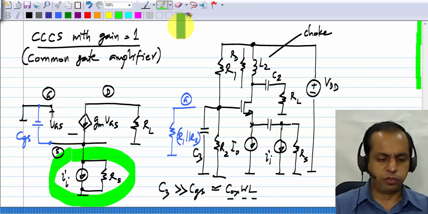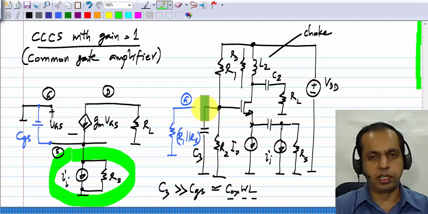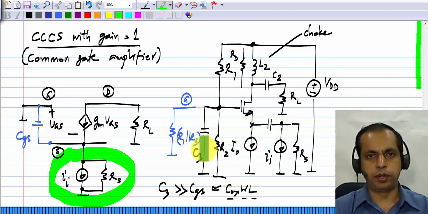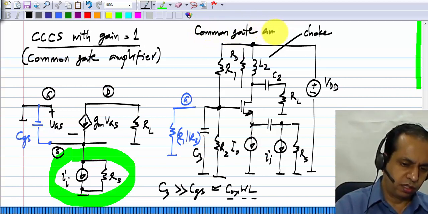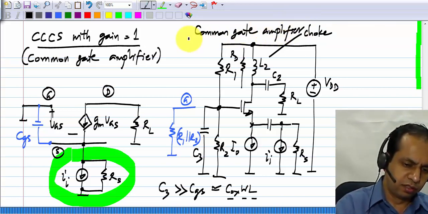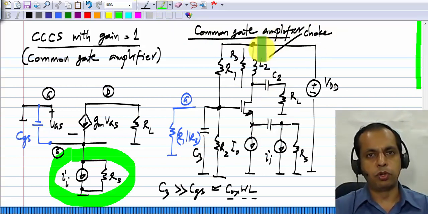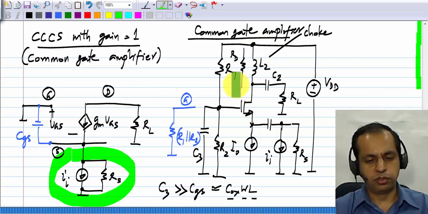Now of course, because we have not studied these things, as far as we are concerned, we will assume that we will always connect a C3 that is very large, so this point is shorted to ground for signal frequencies. So this is now the complete common gate amplifier with biasing. You can see that the output part of it resembles what we had for the voltage controlled current source. That's not surprising. Voltage controlled current source and a current controlled current source, the output parts are the same, so it looks nearly the same.